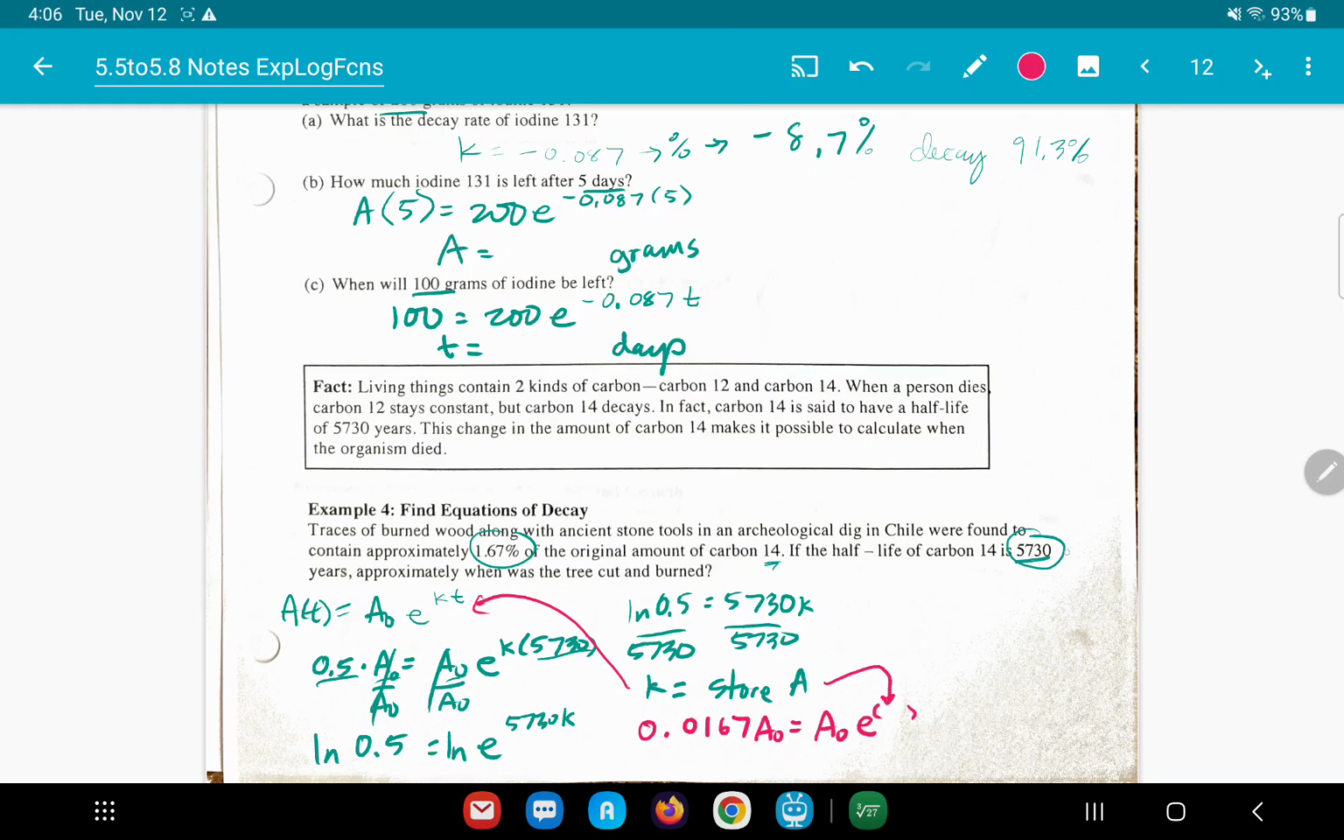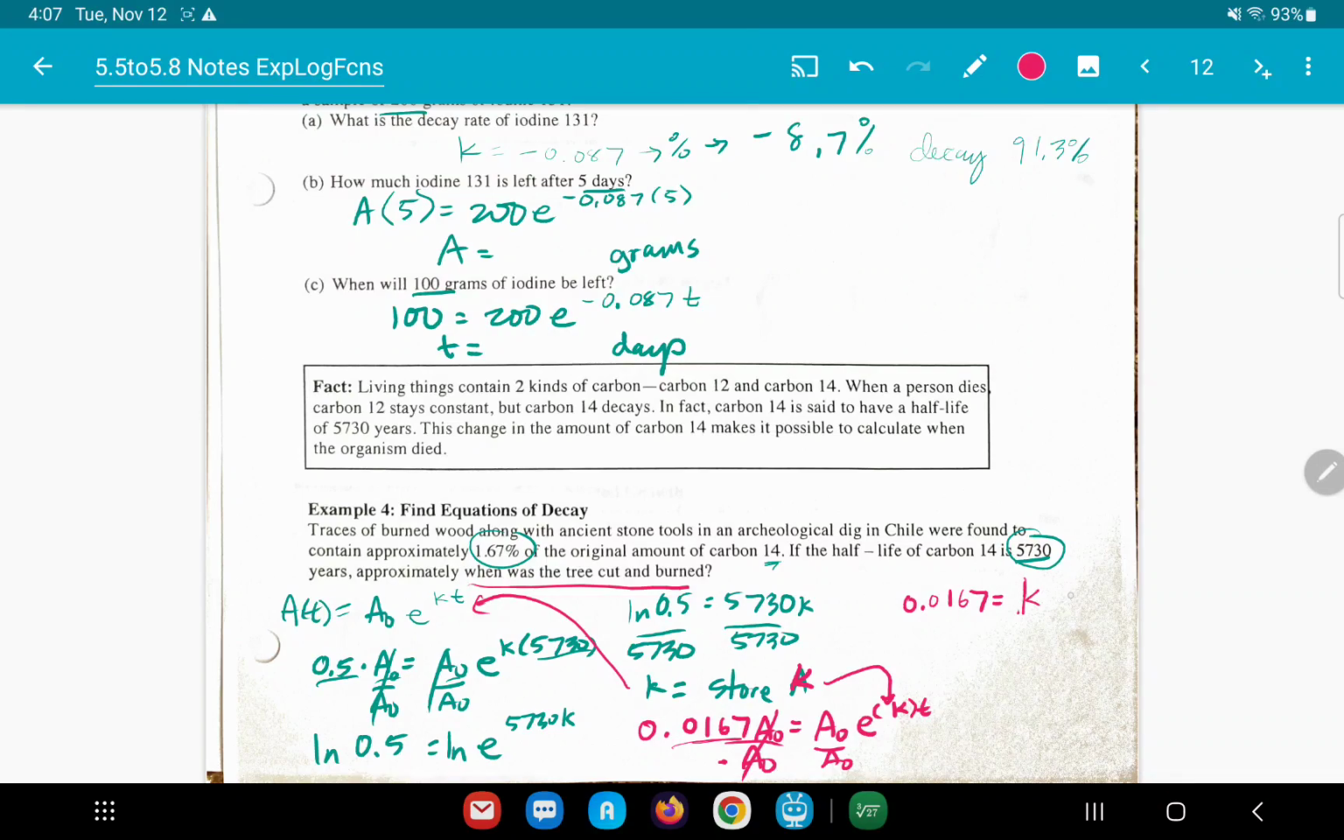And we want to find out now when was the tree cut and burned. So we're looking for the actual value of t that gives us this percentage. So now just solve for t, divide both sides by a sub 0. And then we're going to get 0.0167 is equal to, oops, sorry, I wrote that wrong, is equal to the kt. So is equal to that number that we have. I'll just say, store as a is probably not the best letter. I'll just say k here.